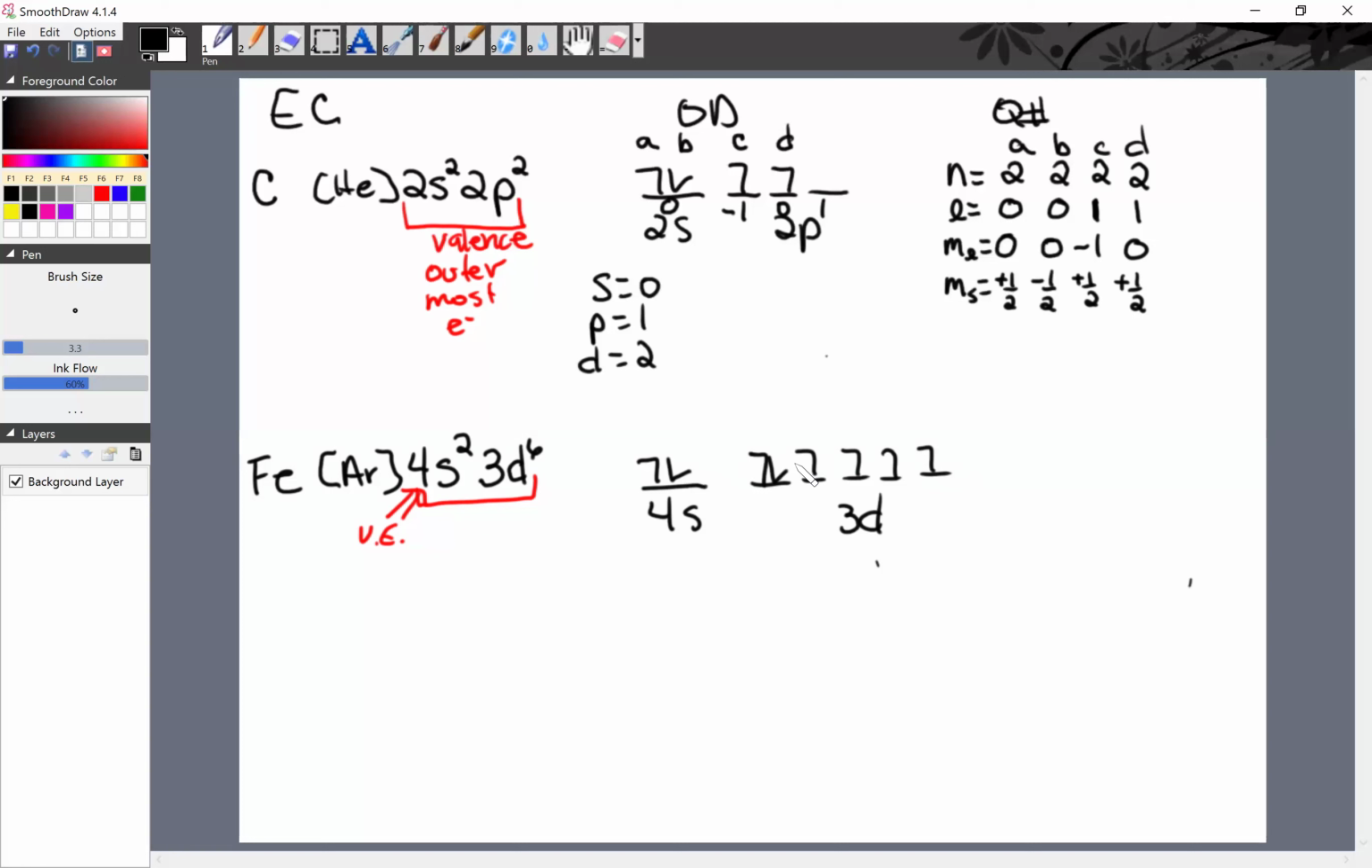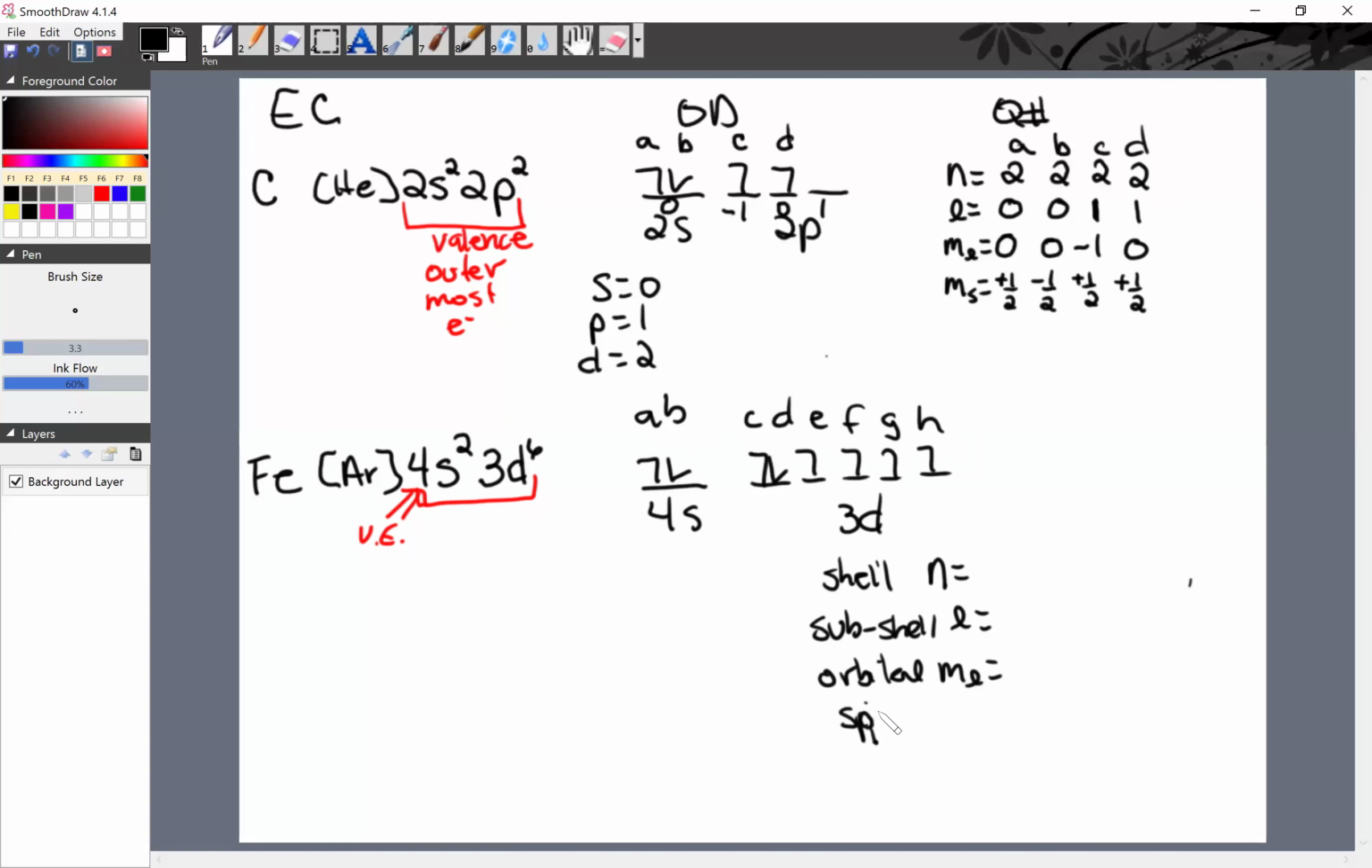Now, can we interpret from the orbital diagram? Yes, but we're going to jump right to the quantum numbers. So what should we call them? I guess we should do them all again. A, B, C, D, E, F, G, and H. All right, so for the quantum numbers, we need to know the shell. We need to know the subshell. We need to know which orbital it is. And we need to know its spin.